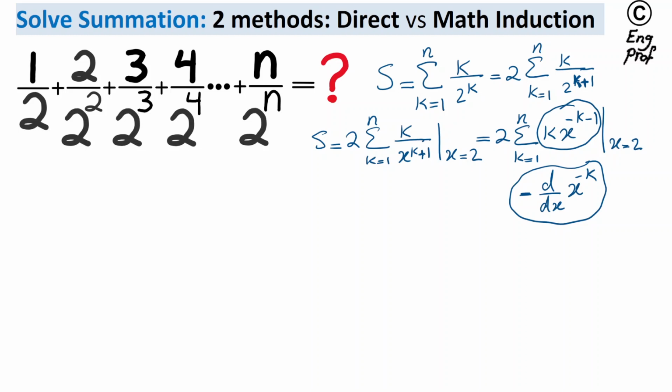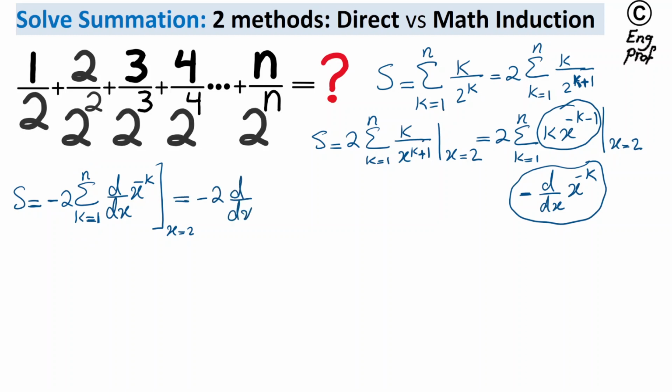Alright, so therefore I'm going to write my summation in the form of 2 times sigma k from 1 to n, and there is a negative sign that I'm going to put right behind everything. So my summation is negative 2 times sigma k from 1 to n, and then I have the derivative with respect to x of x to the minus k. Of course, after doing that, x equals 2. I can push the summation into the derivative because the index of summation doesn't have anything to do with x. So minus 2 times the derivative with respect to x of sigma k from 1 to n of x to the minus k, and after taking the derivative, then setting x equal to 2.